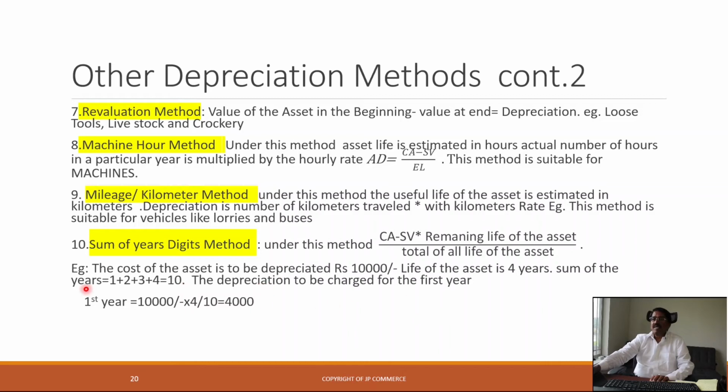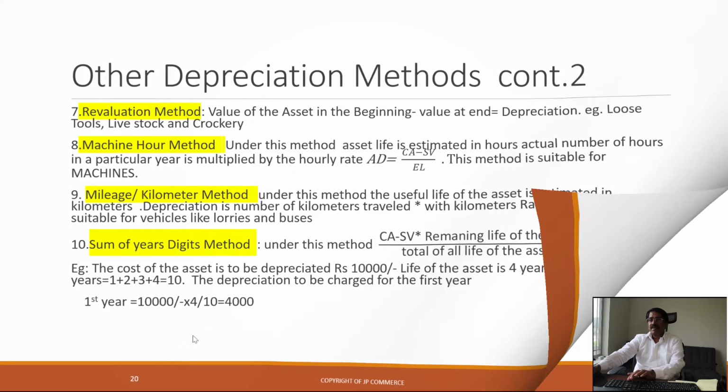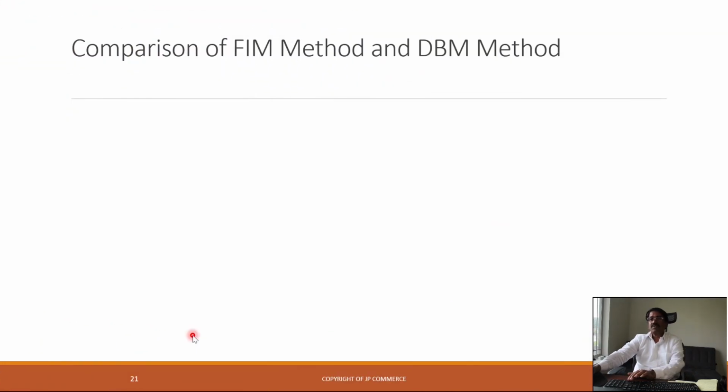So we have to take in reverse order. Suppose 10,000 into 4 by 10 is 4,000 rupees, the annual depreciation. First year 4,000 rupees, in the second year it is again reduced, like 4 plus 3 plus 2 plus 1.